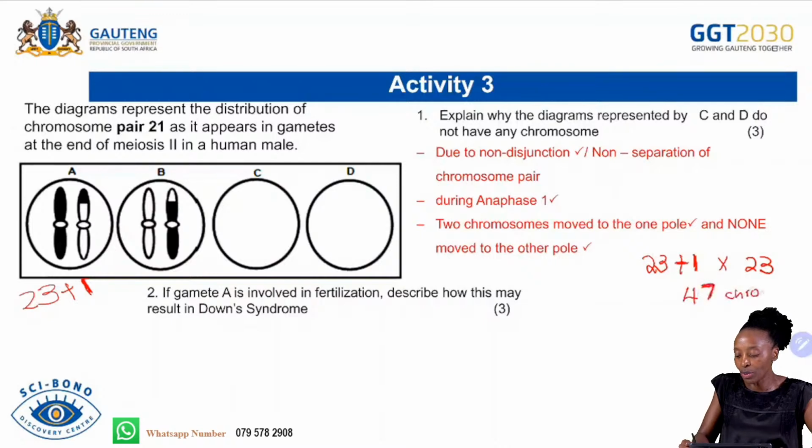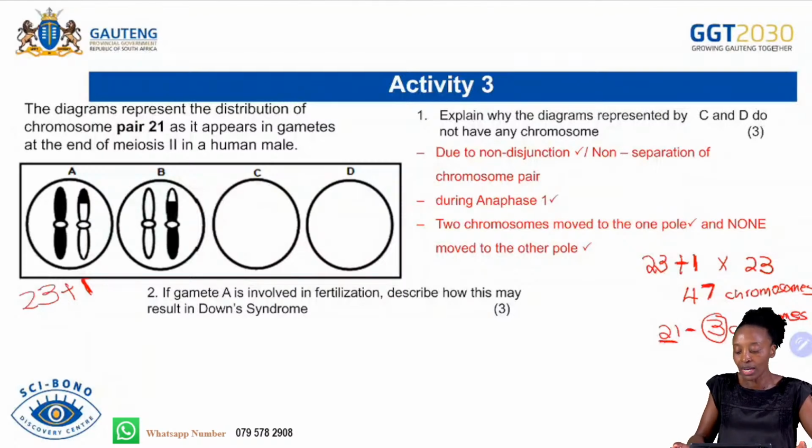Then it means we will have a zygote that will have how many chromosomes? 47. And because we were told that this failure to separate is taking place at chromosome number what? 21, isn't it? So then it means at the end, on pair number 21, there will be how many chromosomes instead of 2? There will be 3 chromosomes. So this is what we are looking at here. And then because there will be 3 of those chromosomes, that is how it results in what? In Down syndrome.